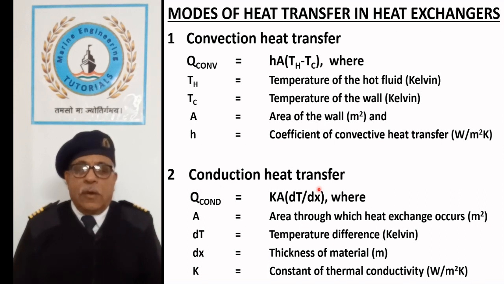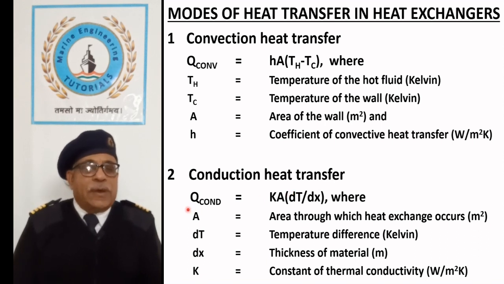Conduction heat transfer. Conduction heat transfer is given by Fourier's law and is expressed by the equation Q conduction = k × A × dT/dx, where A is the area through which heat exchange occurs in meter square, dT is the temperature difference in Kelvin, dx is the thickness of the material in meter, and k is the constant of thermal conductivity in watt per meter Kelvin.